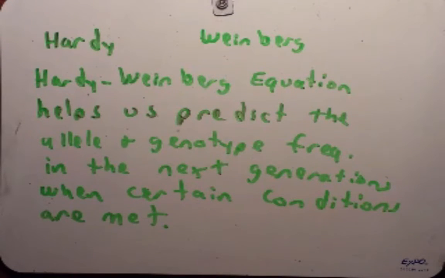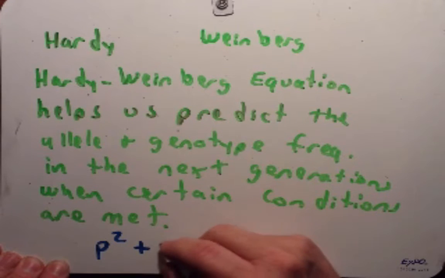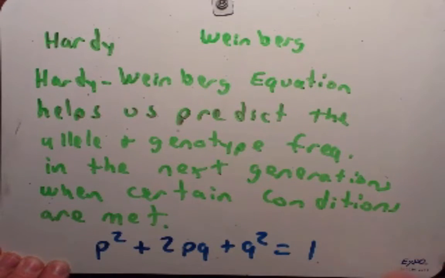I will talk more about these conditions and what they mean, but while it's on our mind, I want to at least write down what the Hardy-Weinberg equation is, because we'll come back to this. It's p squared plus 2pq plus q squared equals 1. P squared equals the homozygous dominance. 2pq represents the heterozygotes, and q squared represents the homozygous recessives.